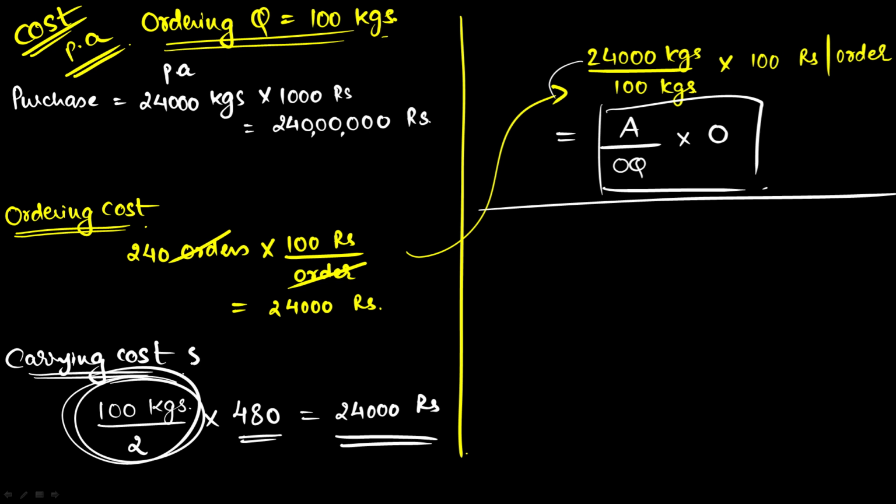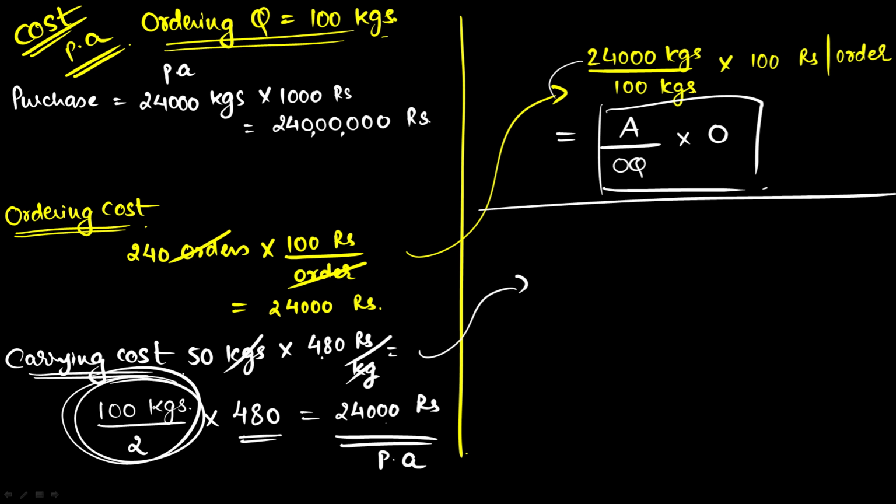See, this is 50 kgs. This is 480 rupees per kg, and cost is for per annum. So I will be getting total cost per annum. Kg will get cancelled. 24,000 rupees will be for per annum. So this is carrying cost.